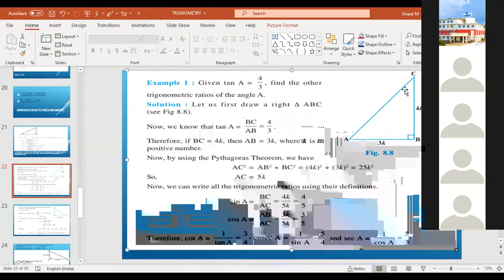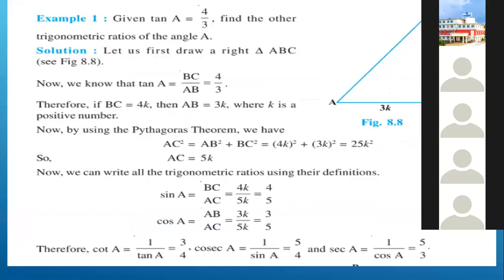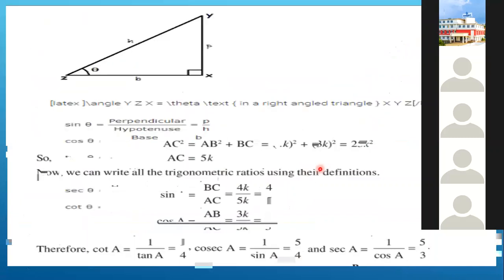So how to find the hypotenuse, children? BC is equal to 4 and AB is equal to 3. How will you find the other side? What method will you apply to find the other side? Pythagoras theorem. Yes, apply Pythagoras theorem and find the AC value.